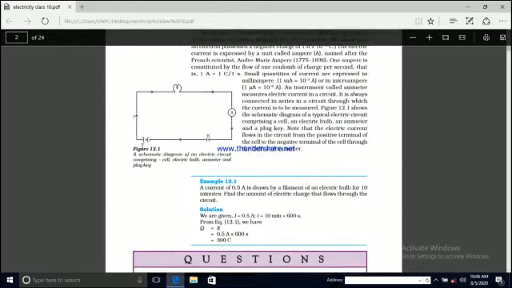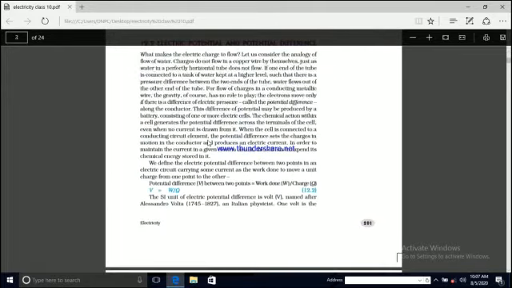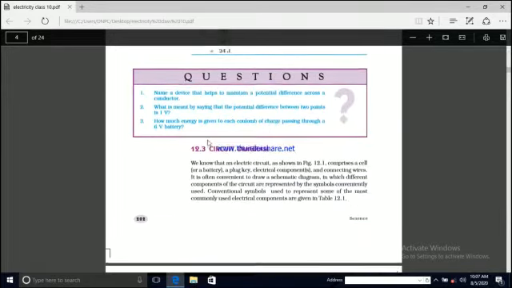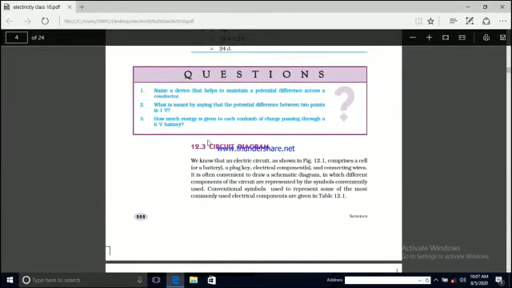Here you can see certain symbols, which I already told you. This is the symbol of a cell. This long lead represents the positive terminal and the shorter one represents the negative terminal. Similarly, this is the symbol for a bulb, this is the symbol for an ammeter, and this is the symbol for a key which is closed. So now let us come to this particular problem.